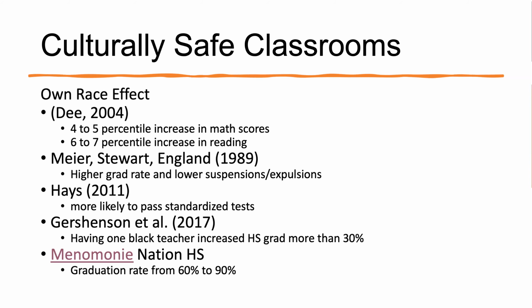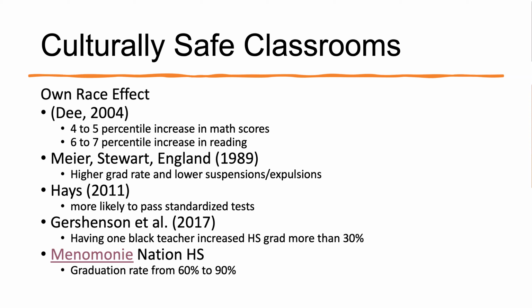And then there's a really significant study done in the Menominee Nation, over in Wisconsin, where they went from about 60% graduation rates in their tribal school. They hired a lot more native teachers, and then they got that graduation rate up to almost 90% now. So really, really powerful examples that show how important these things are.